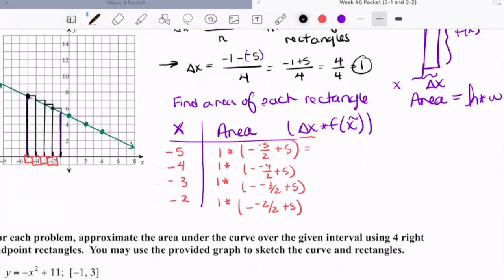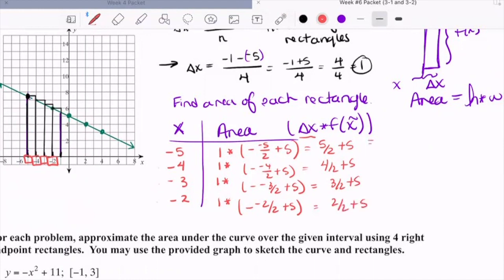So each of these products has a 1 as a term. If we multiply anything by 1, it just goes away, so we can just ignore that. And then write this as negative 5 over 2. So negatives cancel out, and we just get 5 over 2 plus 5. And we get 4 over 2 plus 5. And we get 3 over 2 plus 5. And finally, 2 over 2 plus 5.